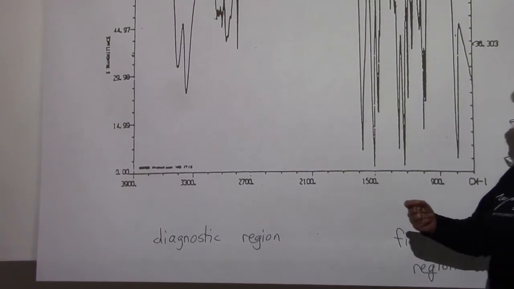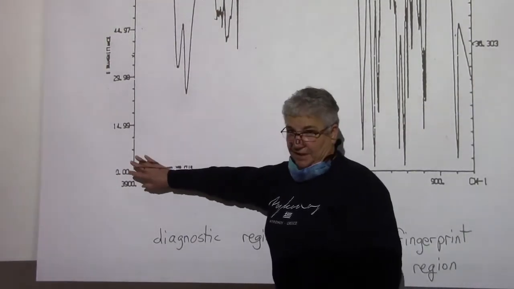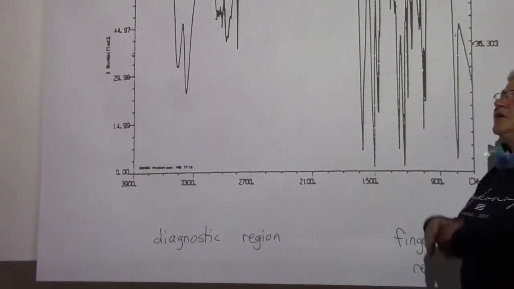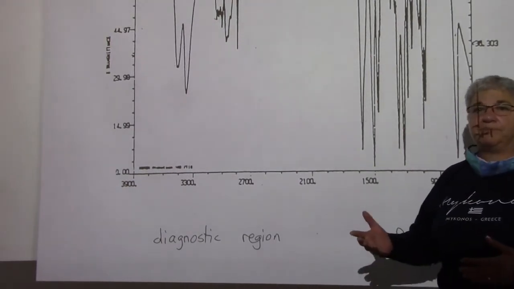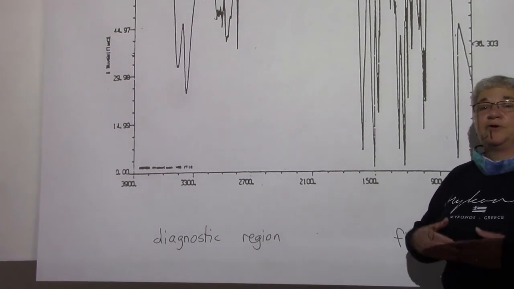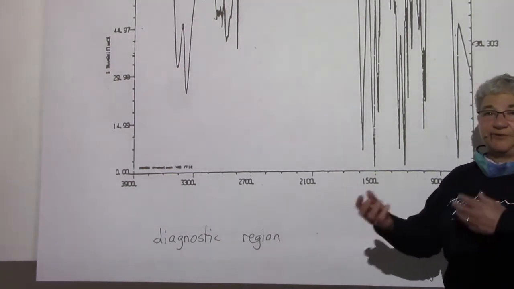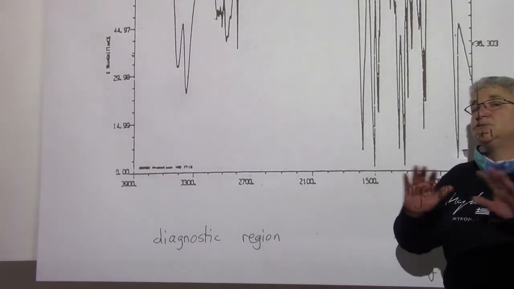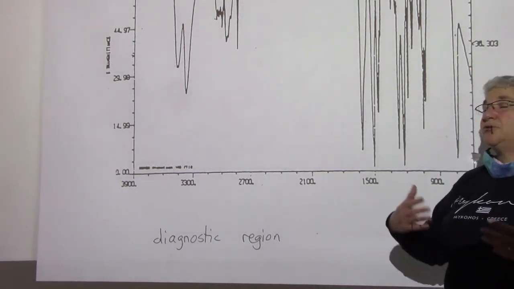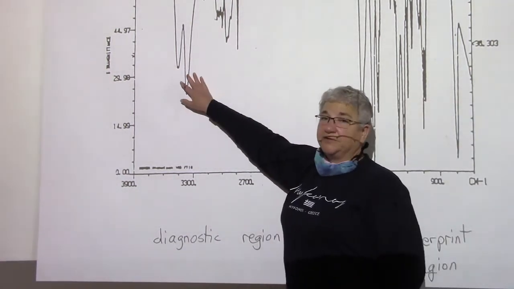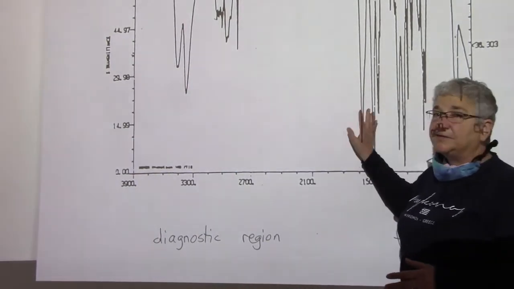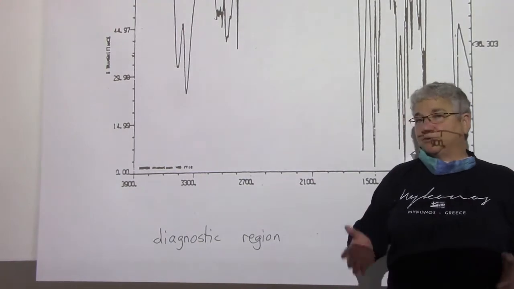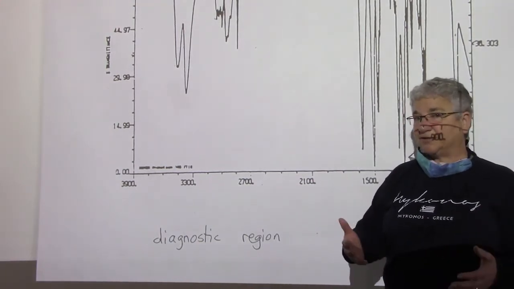Unlike NMR, where we would call this the downfield end of the spectrum and this the upfield end, we don't use those words in IR. In NMR, we use upfield and downfield to talk about positions on the spectrum. In IR, we do not use those words. So don't tell me that these peaks are downfield from these peaks, because that's not lingo that is used for IR spectroscopy.